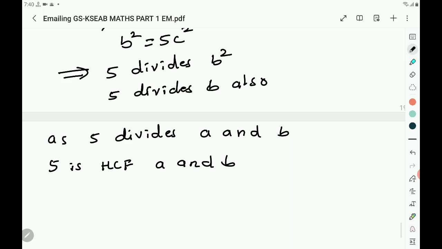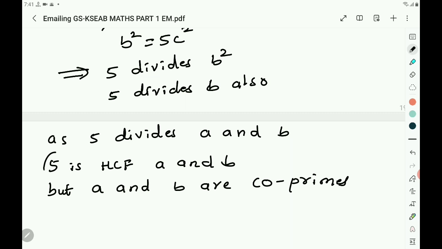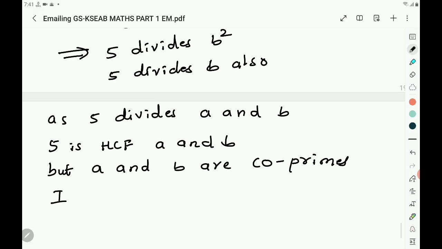But here a and b are co-prime numbers, so you get a contradiction. But a and b are co-primes. But here what we got? 5 is the HCF of a and b. As a and b are co-primes, the HCF must be 1 only. But here we got 5. Therefore, we got a contradiction.